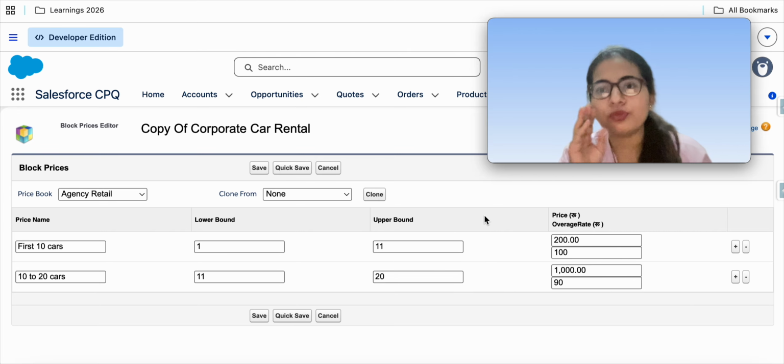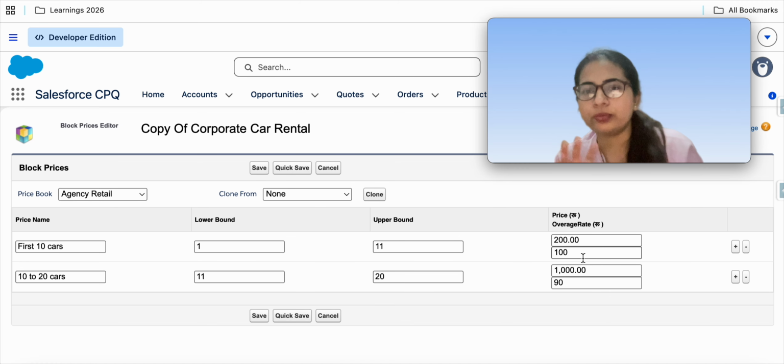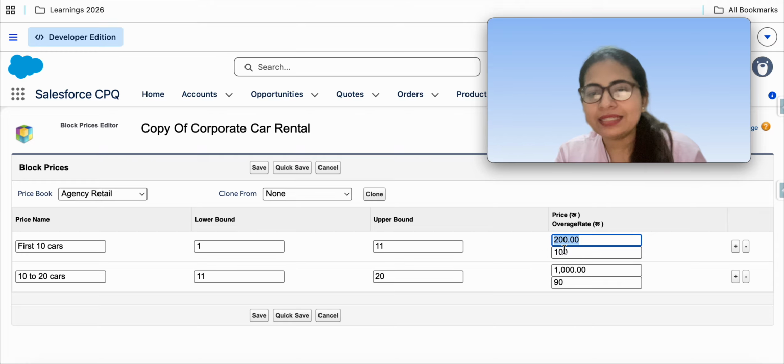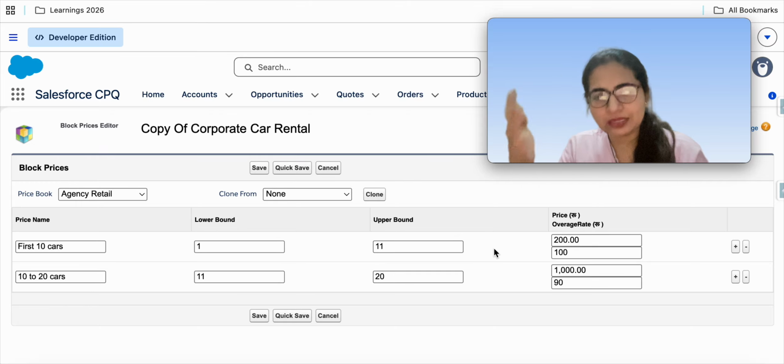In this scenario, where we have already created the overage rate custom field, you will see these two boxes. Listen carefully: the first box represents the base amount for that quantity, and the second is per quantity. This means the first car on rental will cost you 200 rupees. I know the rates are low. For the rest of the cars, if you take two cars, the first car is 200 rupees and the second car is 100 rupees, so a total of 300 rupees.